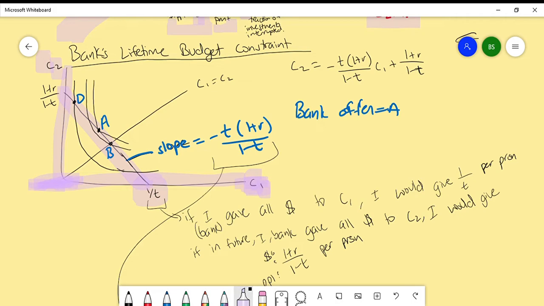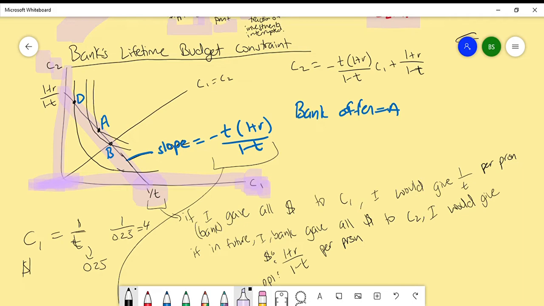Which means it's not 1 plus r. What is 1 divided by t? C1 is the dollars. C1 equals 1 over t. Hold on. This is the amount of dollars that the person gets. T is something like 0.25, right? So if I do 1 over 0.25, I get 4, let's say. So C1 equals 4.